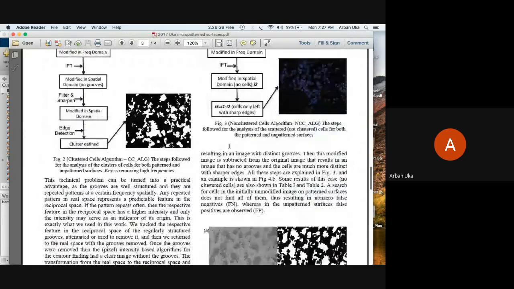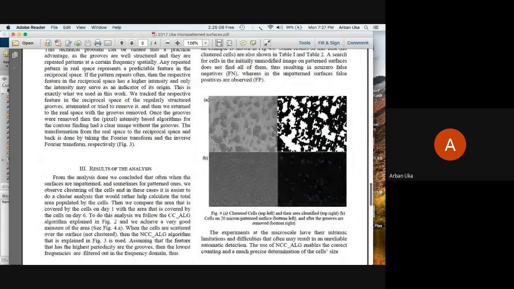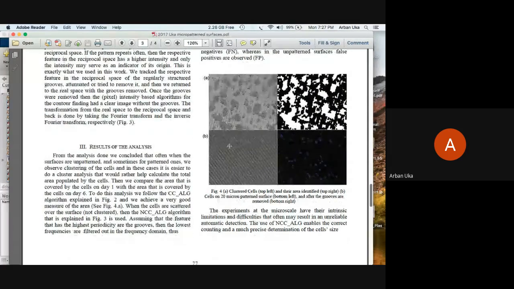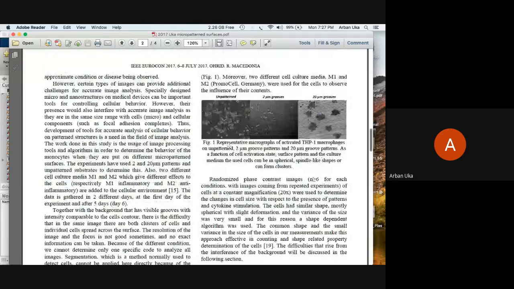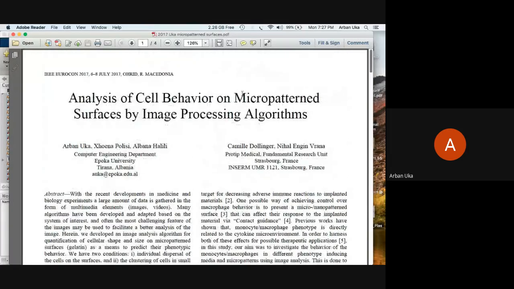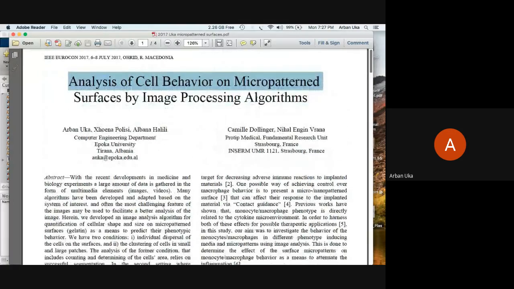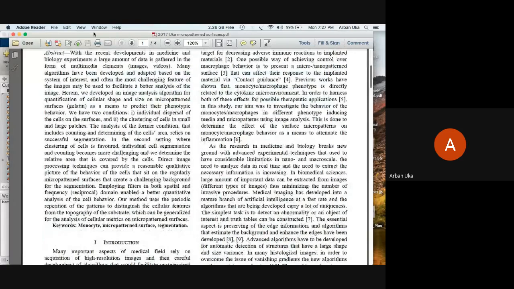Now, let's first of all report what this periodic noise is. Regarding these images, they are still images obtained from microstructured surfaces, or micro-pattern surfaces, this is a better word. And micro-patterning is very important, especially in biomaterials.